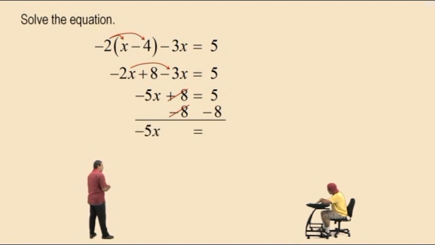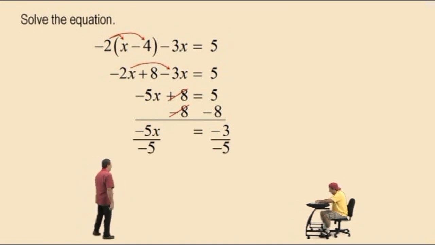That isolates the negative 5x on the left-hand side. Right-hand side, what's 5 plus a negative 8? Negative 3. Same as 5 subtract 8, right? 5 subtract 8 is negative 3. Now, remember, we want a positive 1x, Charlie. So we have a negative 5 times x. What do we do to both sides? Divide by negative 5, because a negative divided by a negative is positive.